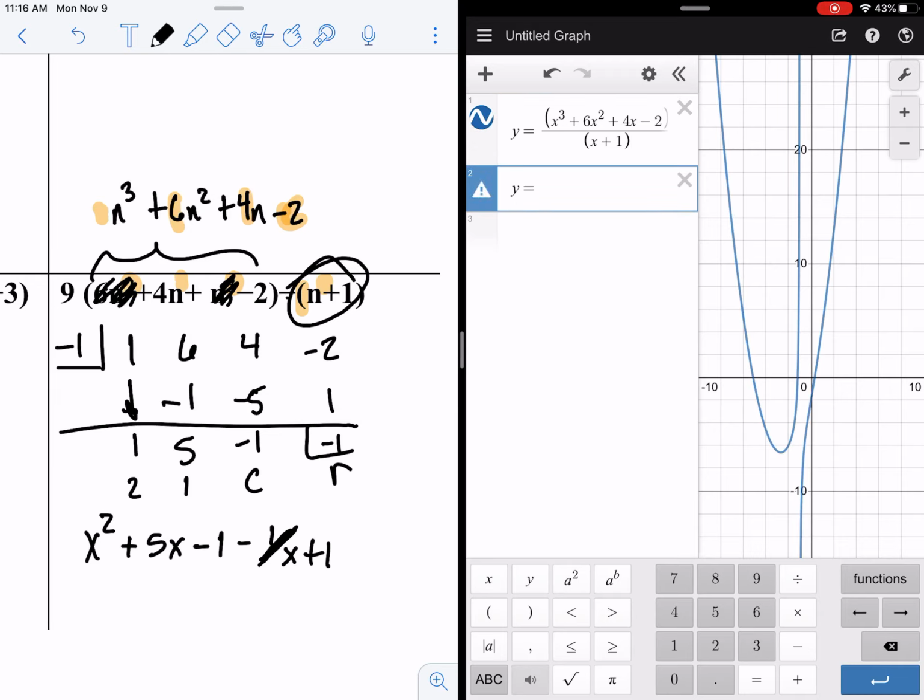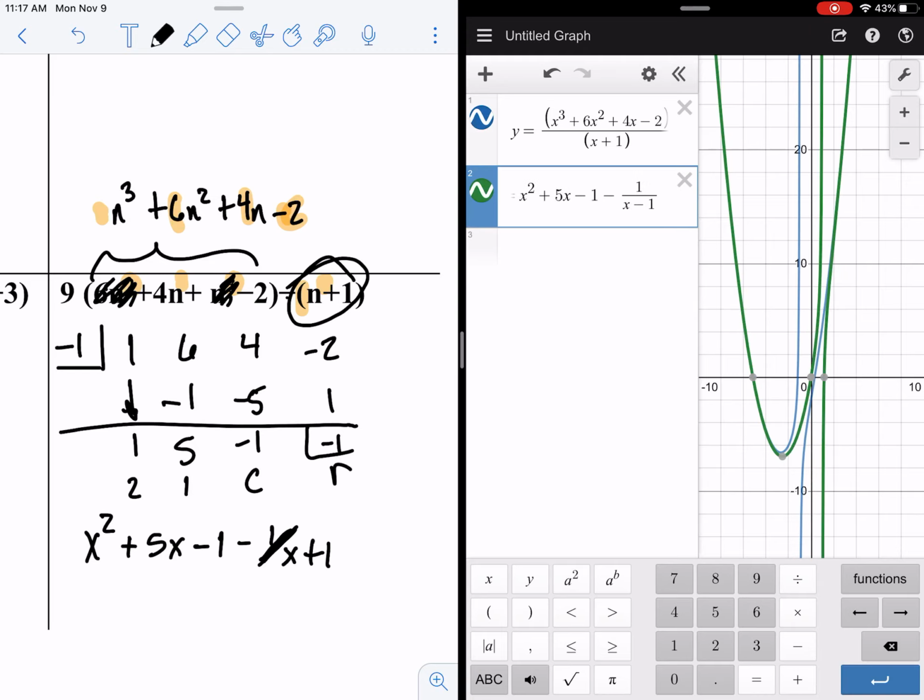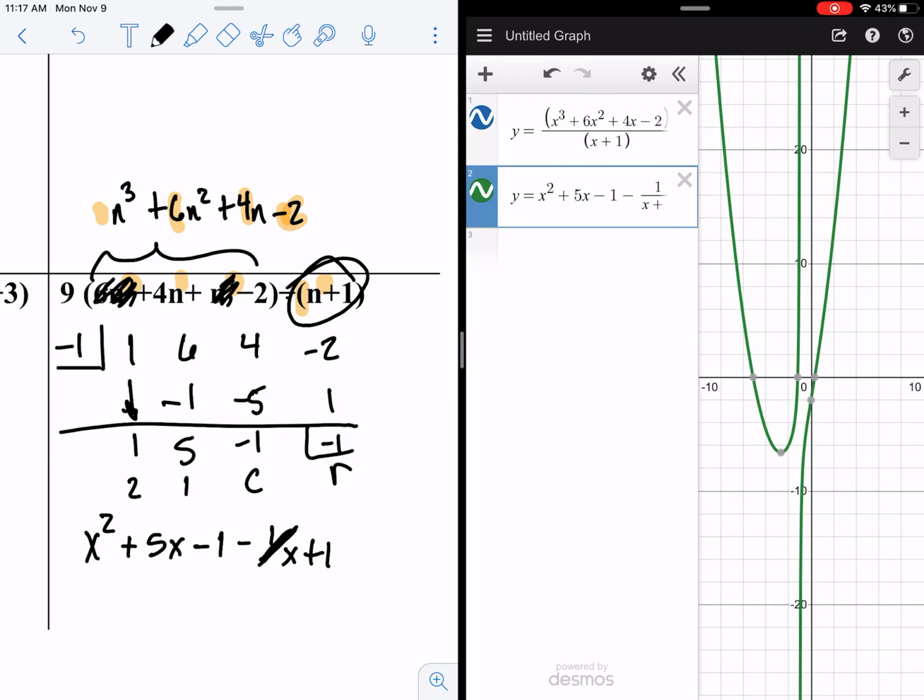Don't be concerned about what the graph looks like. Again, what you're concerned about is if your graphs overlap. They do, so therefore I know I have the right answer.